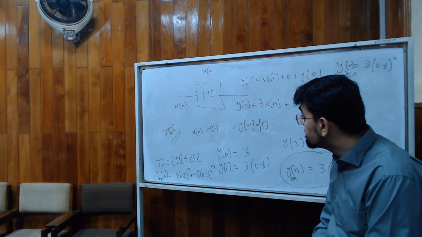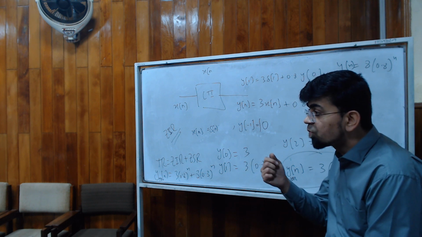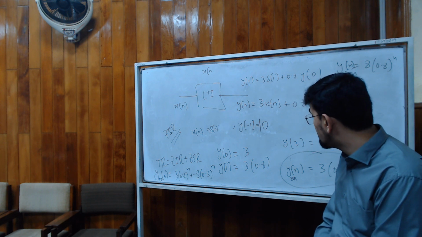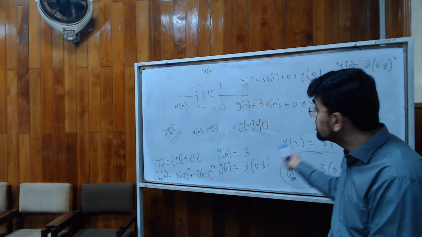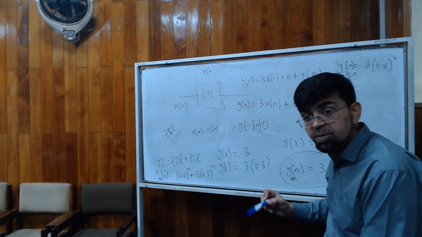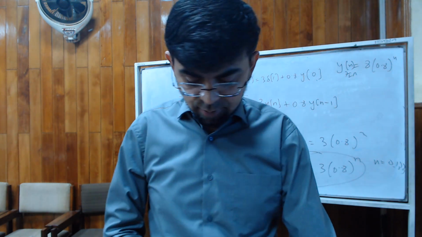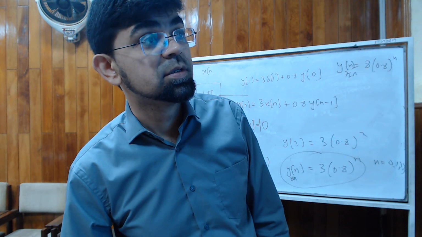So make your summary notes about what the impulse response is, what the zero input response is, what the zero state response is, and what the total response is. You should be able to solve this kind of problem iteratively also. So that's it. Let's close this. Very good.